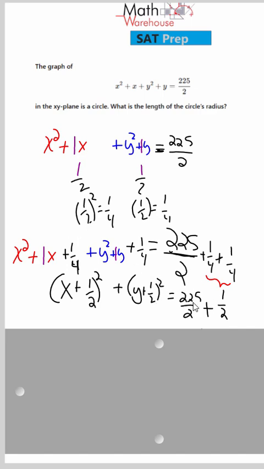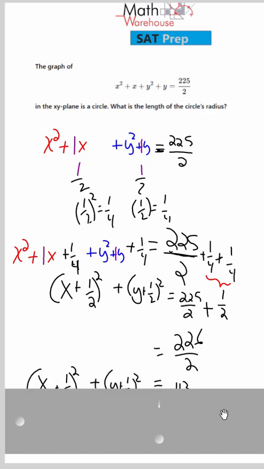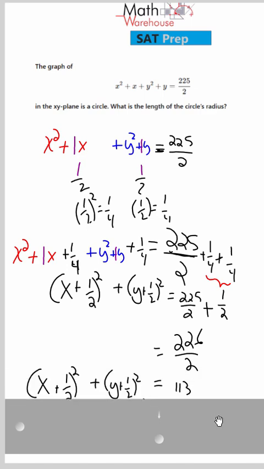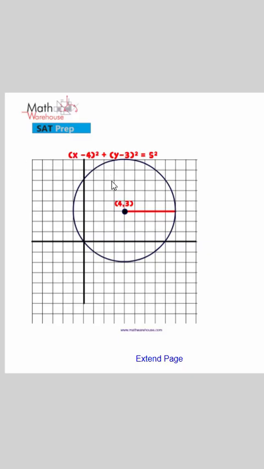Now we just have to simplify the right side. 1/4 plus 1/4 is 1/2. So the right side is going to simplify to 226 over 2, or 113. Now check out our equation. It's ugly, I'll give you. We have these fractions here and there, but it is in the standard form.